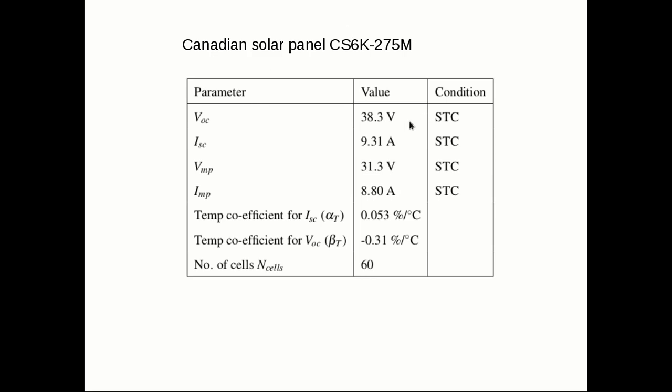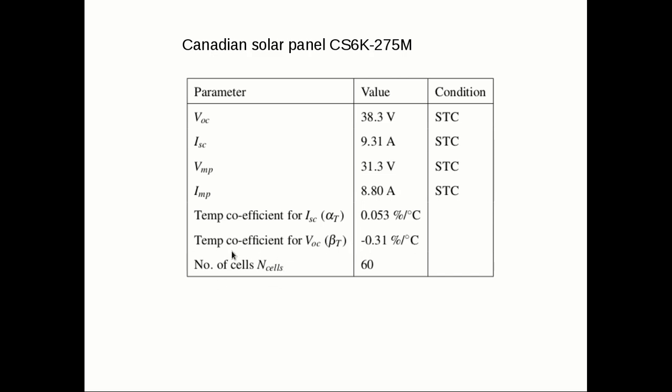So the open circuit voltage at STC, short circuit current at STC, the maximum power point voltage at STC, maximum power point current at STC. Most important are the first two, and I'll tell you why. Then the next is the temperature coefficient for the short circuit current. We call this alpha T. And as you can see, it is a percentage. It is not an absolute value. It's a percentage with respect to temperature. Then the temperature coefficient for open circuit voltage, we call this beta T. And again, this is also a percentage with respect to temperature, but this is negative.